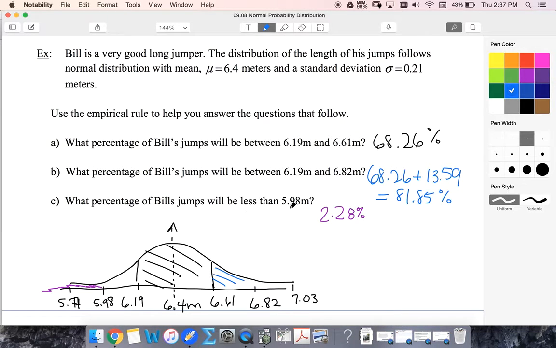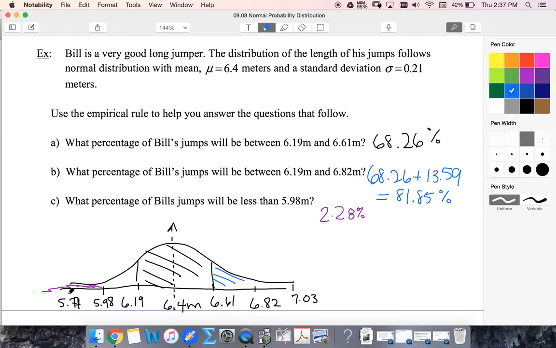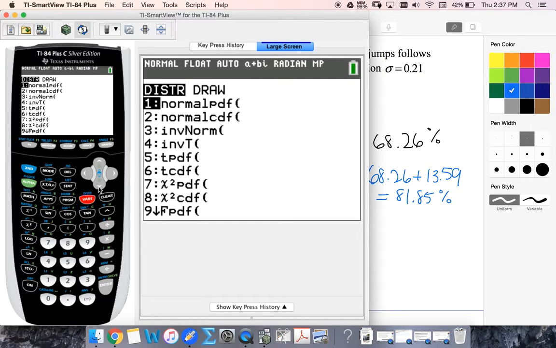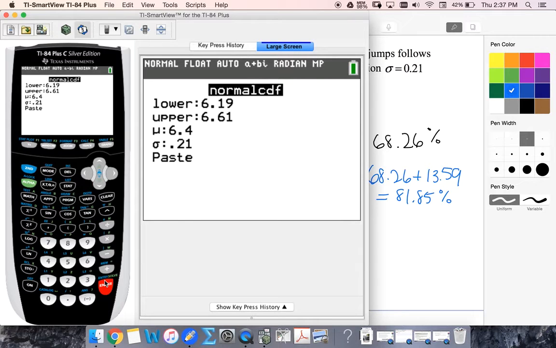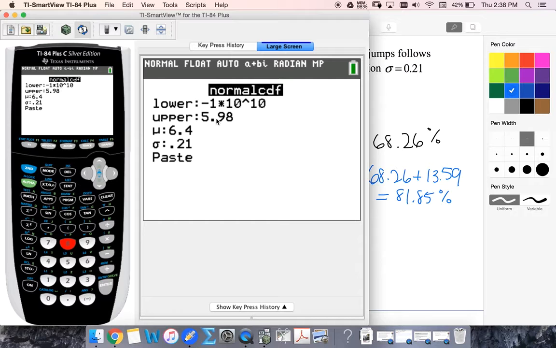So now I'm going to do this less than 5.98. So remember we said at the beginning that this stretches on to negative infinity. So now my lower bound is actually negative infinity. Well, we can't type in negative infinity to our calculator. So what we type in instead is -1 times 10 to the 10th power. So this is just giving us a really, really big negative number. We wanted our maximum value to be 5.98. Same mu and standard deviation.